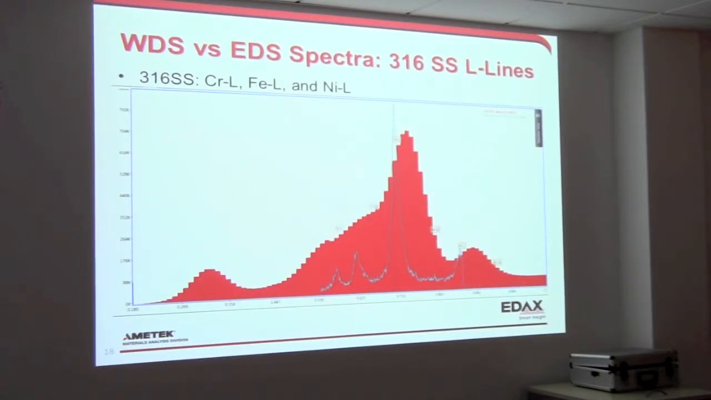The next one is a similar one where I just did a stainless steel. Then if you're running at low voltage, you can't use the K lines, you have the L lines, you have all of the L lines overlapping, so you have chromium and manganese and iron and nickel peaks down here for the L lines, so now you can use that for mapping purposes or quantification purposes.